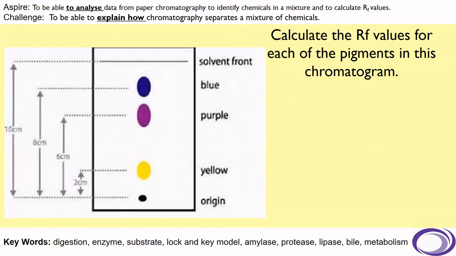So, using the setup that I've just shown you in the last one, I'd like you to calculate the RF values for each of the pigments in that chromatogram seen on screen. So you will have a separate value for blue, purple and yellow.